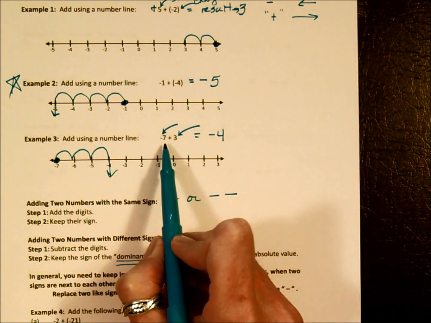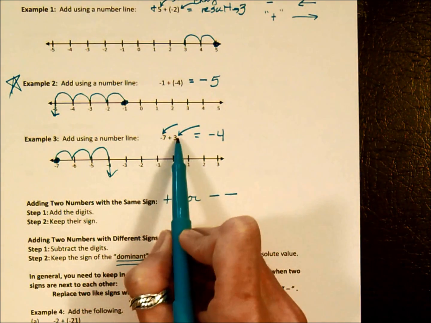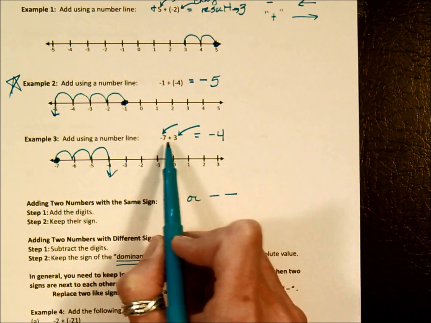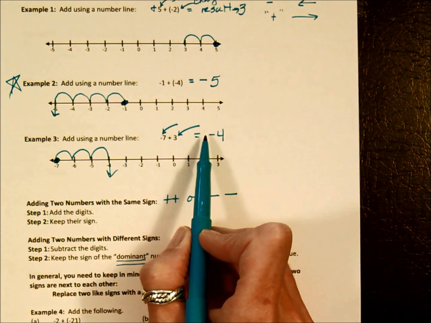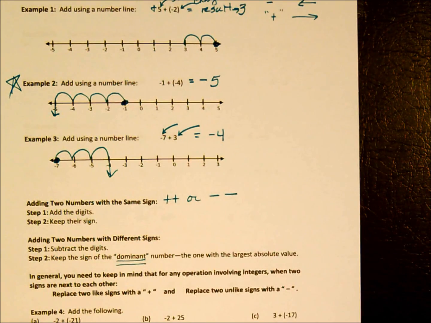Contrast that with this one, it's negative 7 and positive 3. What I do is subtract the digits to get 4, 7 take away 3, but the dominant number is 7 and it's negative, therefore my 4 is negative. There's more negativeness than positiveness is another way to think about it.